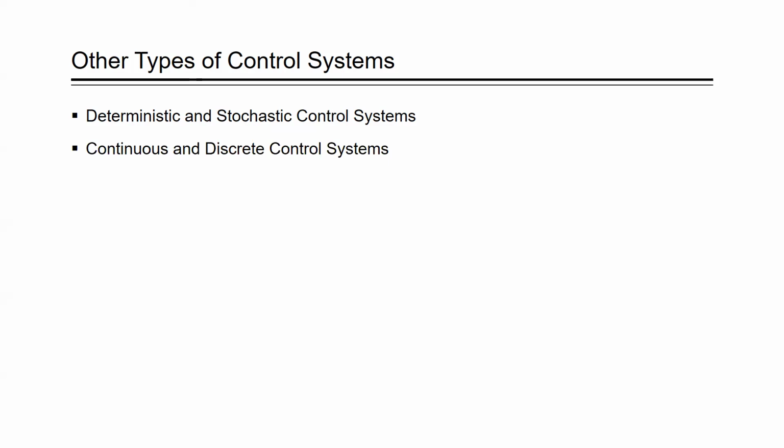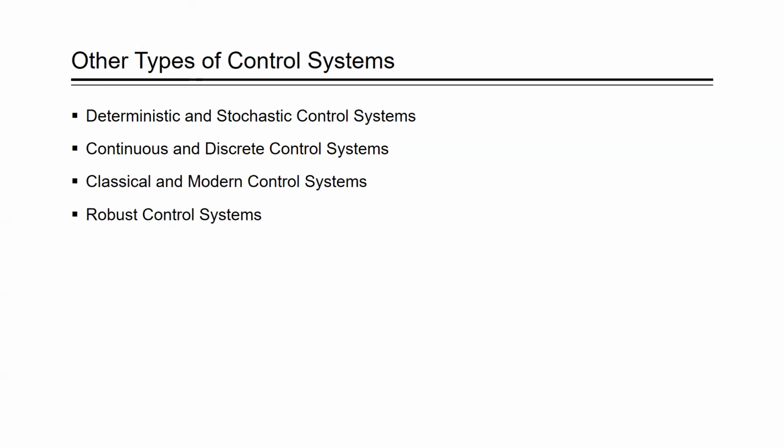Control systems that operate with continuous signals, which are signals that exist at every point in time, are referred to as continuous control systems. However, if the control system operates with discrete signals, then it's a discrete control system. Discrete signals do not exist at every point in time. They exist at uniform intervals in time, so maybe after every 1 second or after every 2 seconds and so on.